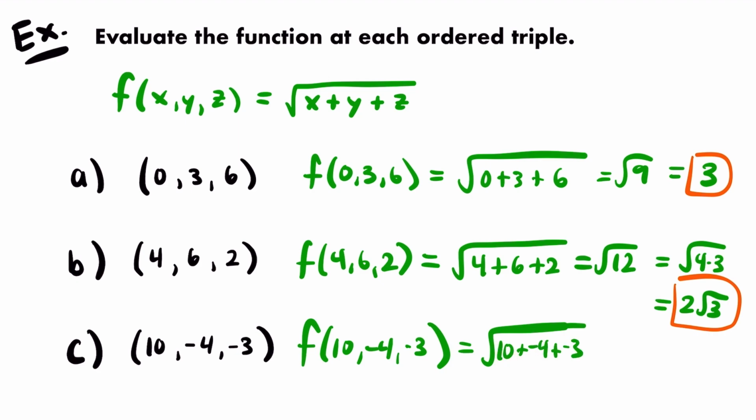Now 10 plus -4 is 10 minus 4, which is 6. And then you have plus -3, so you're subtracting 3, and 6 minus 3 is 3. So what we get from this is the square root of 3. That is the output value for this multivariable function at this ordered triple. All right, and so that's it.